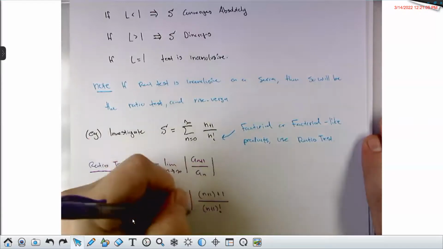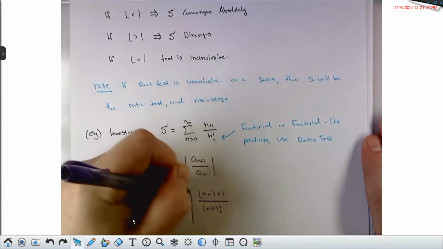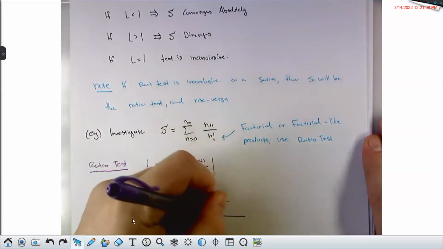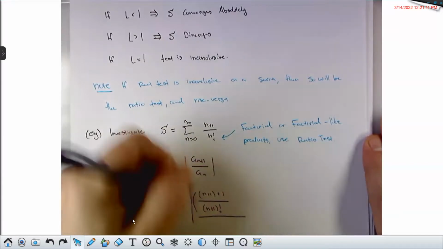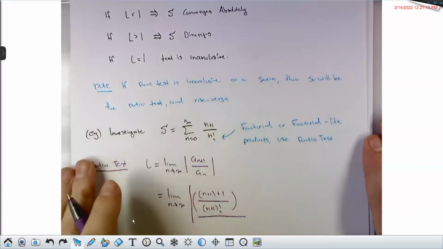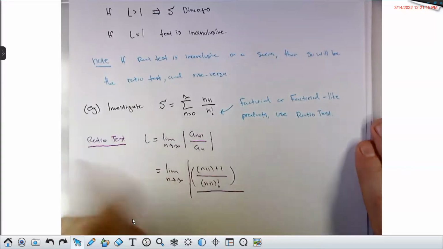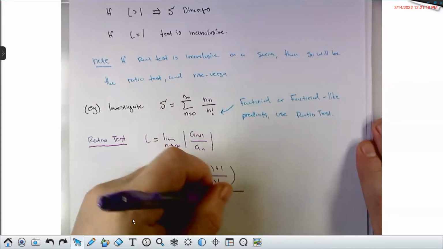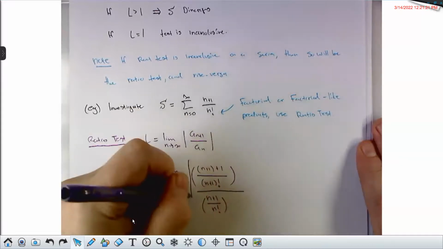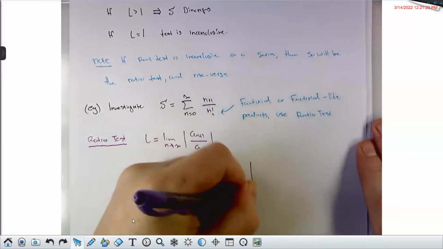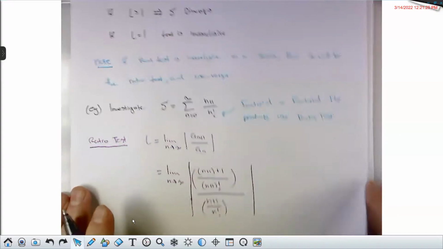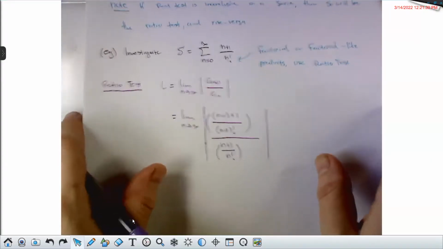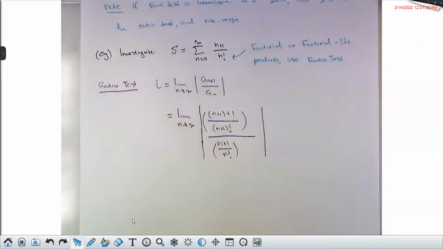And then I need to divide this whole thing by regular old a_n. And a_n is (n+1) over n factorial. So here is the thing I get from the ratio test. And I know it looks scary, but trust me, it's not. And you practice a little bit and it gets very simple.